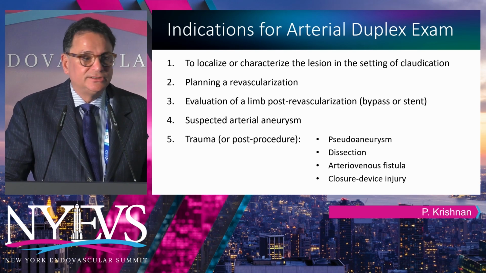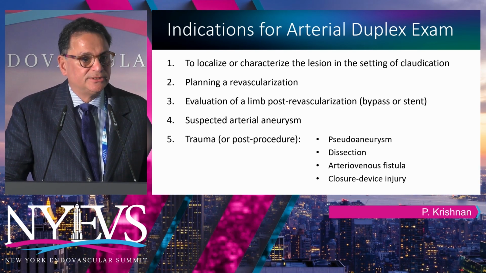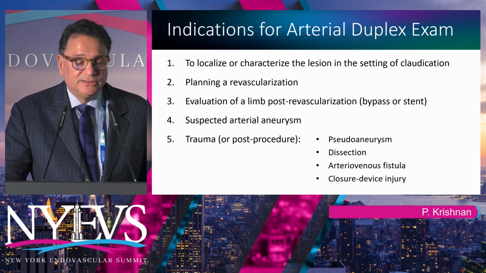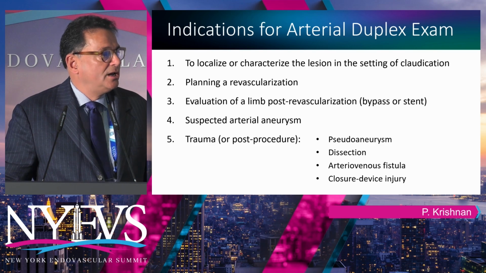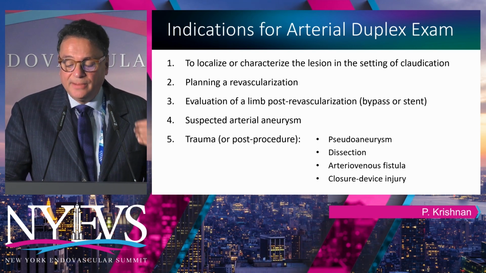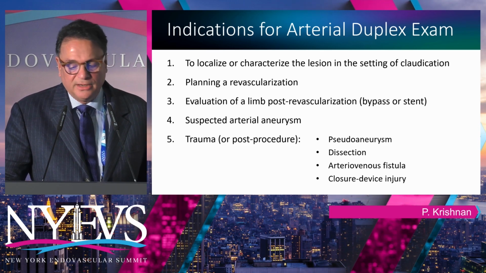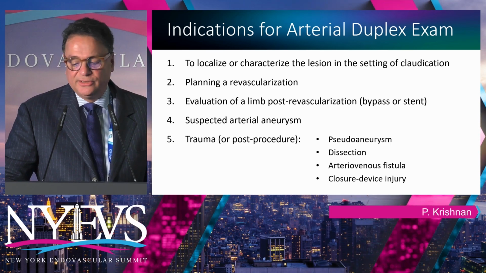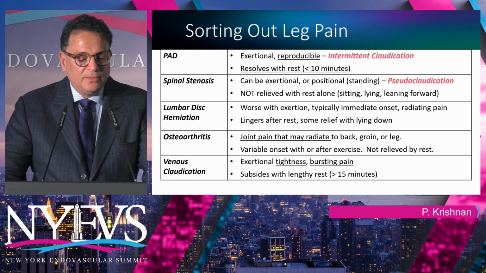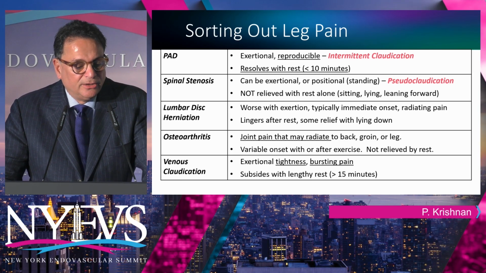Once you've made a convincing diagnosis that this is related to atherosclerosis, then getting a duplex makes sense, because now you're saying, okay, I want to localize and characterize this. Maybe I want to plan on sending it to an interventionalist or a vascular surgeon to revascularize. Or as an interventionalist or vascular surgeon, I may want to do a duplex to evaluate the result of what I've done, or if I'm suspecting something else, aneurysms and so forth, which is beyond the scope here.